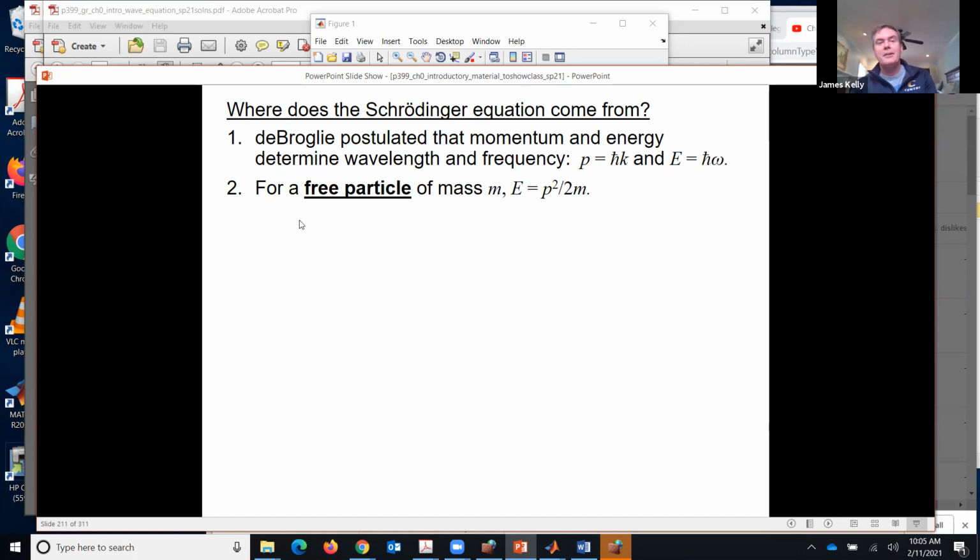Now, here's where Schrodinger comes in. He says, let's treat non-relativistic particles. If we're talking about something that's non-relativistic and free, so there's no potential energy, we'll go to the case where there's potential energy later on, its total energy would just be its kinetic energy. And if it's non-relativistic, that can be written as p squared over 2m. So Schrodinger says, I can substitute de Broglie's relationships in for p and E, and I can get a relationship between k and omega.